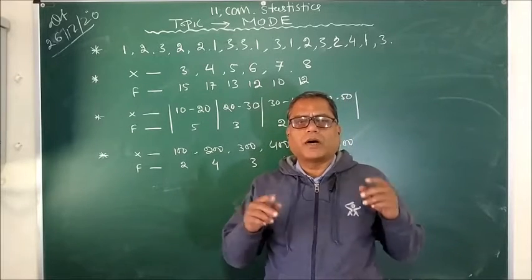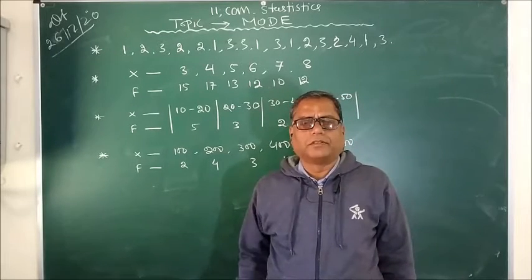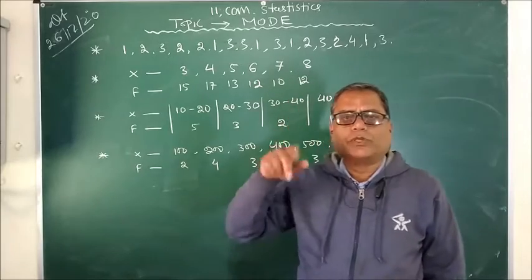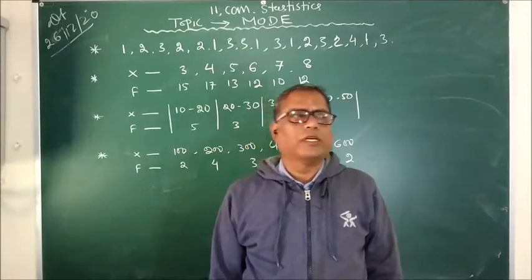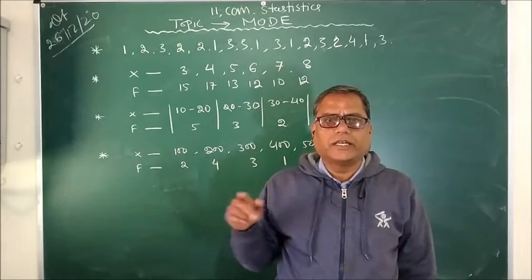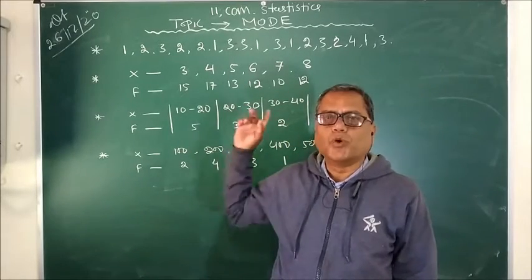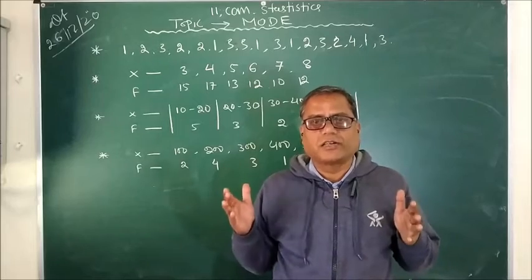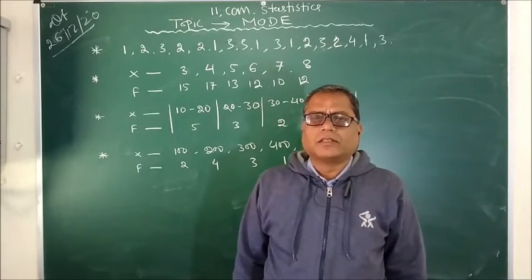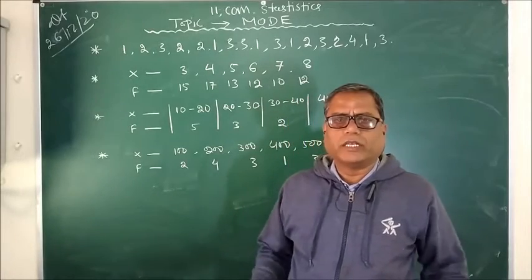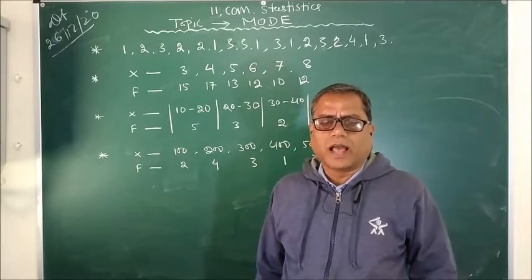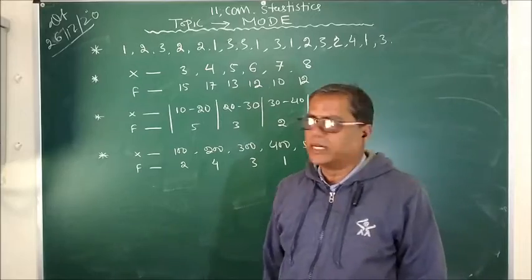As we use X bar to represent arithmetic mean, we use letter M to represent median. The same way we use letter Z to represent mode, which is a measure of central tendency. But the calculation of mode is quite easier when we compare to other averages like arithmetic mean and median.